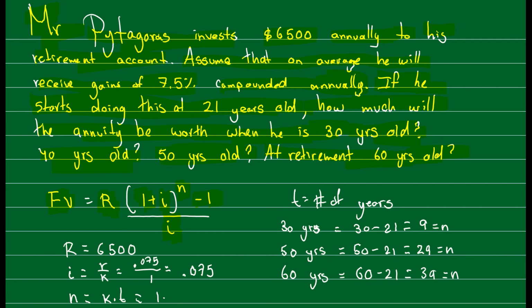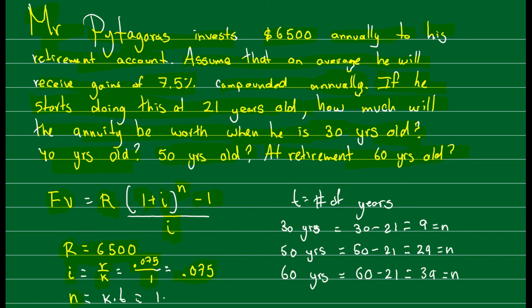So let's see what the numbers are. We are investing $6,500 every year. That is my investment amount. My interest is 7.5%, which needs to be turned into a decimal: 0.075 divided by how many compounding periods in a year? Well, we're talking about annually, so it is only one, which is 0.075.